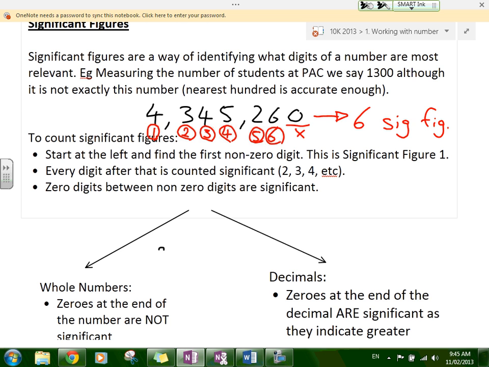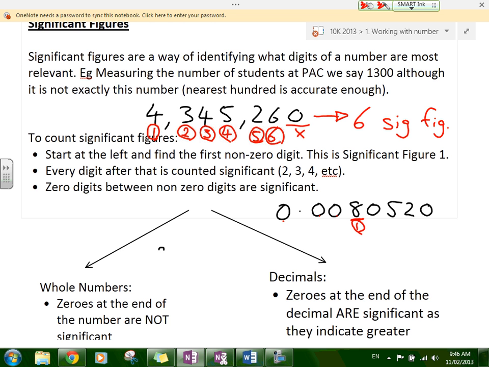Now I'll put up another number. I'll put another one down here. Let's say 0.0080. Right? So we follow that process again. We start at the left and find the first non-zero digit. What's the first non-zero digit? Someone said it. 8. Yeah, you start at the left, that's 0, so it doesn't count. That 0 doesn't count. The 8 is the first non-zero digit. So that's significant figure number 1.